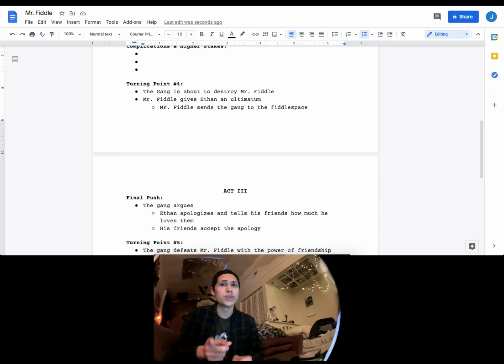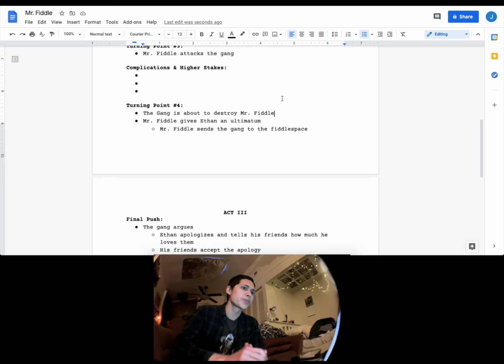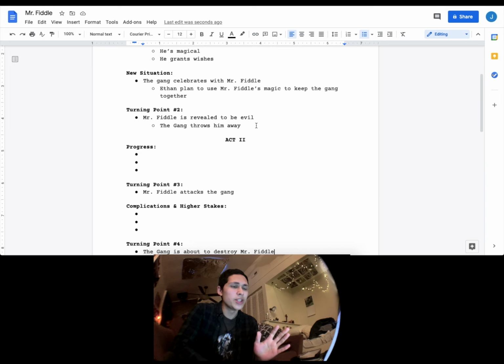But it's Peter Quill who's the one guy who messes it up, and that's Ethan right here. So Mr. Fiddle's tempting him, and he's like, hey, join me and you'll be with your friends forever. And everyone's like, don't listen to him, Ethan. We'll still always be friends, blah, blah, blah. You know, that kind of thing. So that's kind of what I'm envisioning.